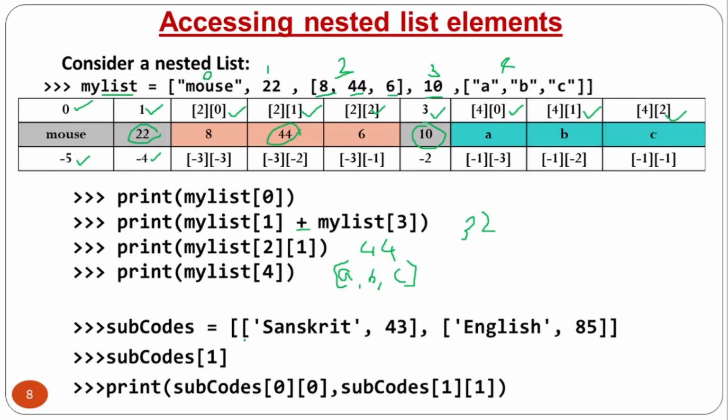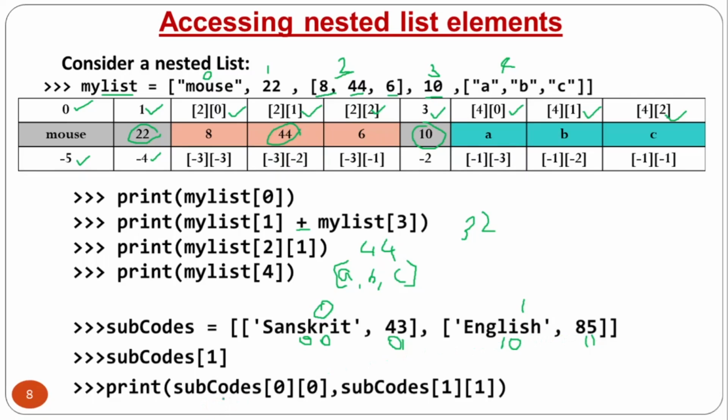I have given another nested list here, a list with 2 elements. The 0th element is Sanskrit 43 and the first element is English 85. So the index of this item is 0,0 and this will be 0,1. And for this element, the index will be 1,0 and 1,1. So subcodes[1] will generate the output English 85.